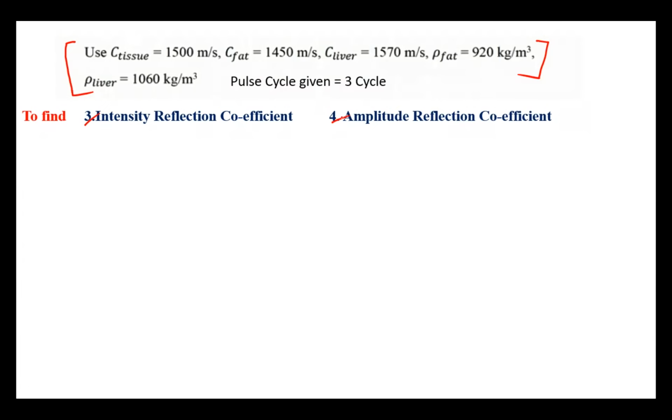Another important topic: intensity reflection, amplitude reflection. Okay, so this is also very easy. We'll solve the intensity reflection coefficient. So what is the formula for this? We know that it is impedance: Z2 minus Z1 divided by Z2 plus Z1, the whole square. If you square it, it is intensity; if you don't square it, it is amplitude.